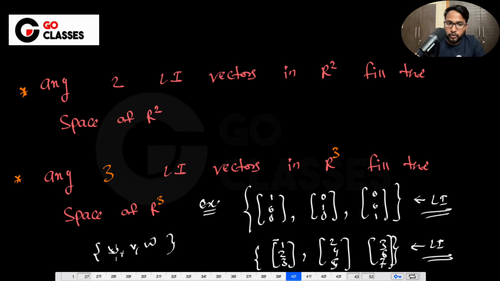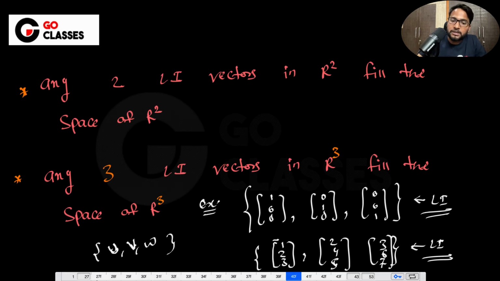And I mean UVW which are in R3, which has 3 dimensions, x y z, and then those 3 vectors can fill the space of R3. Okay, now I hope you understood this. You just take this as a statement for now. Don't try to prove it. Okay, we will prove it later.